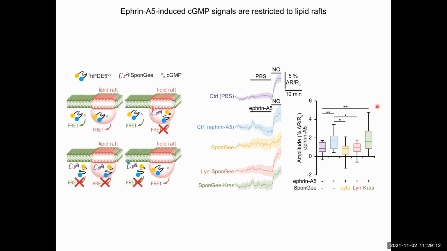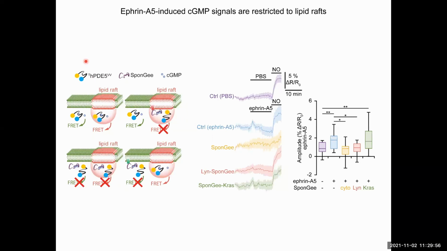So what Sarah did to monitor first the second messenger signals in developing axons was to use a cyclic GMP biosensor. It's called THPD5BV, but I think we're going to keep calling it the cyclic GMP biosensor. It's going to be easier for everyone, I guess. And we tried to target this biosensor to lipid rafts or outside lipid rafts. But unfortunately, the signal to noise ratio was quite awful. So we used a different approach.